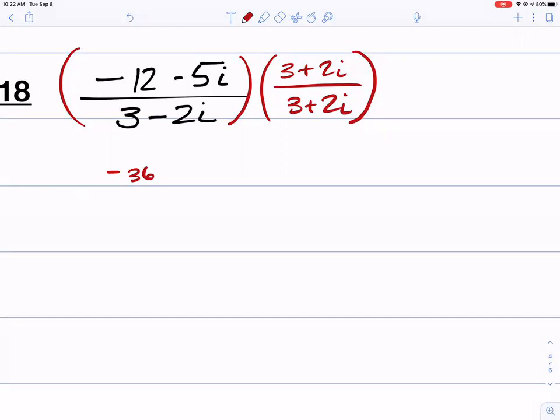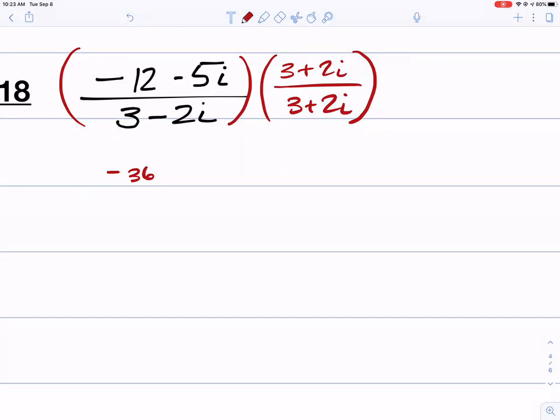What's wrong, Justin? -12 times 3 is -36. You good? Okay. I thought we skipped the 5i and the 2i. Never mind. You sure? Are you with me? Yeah, I understand. For those of you on Zoom, you couldn't see Justin's face. He's looking at me like I grew 2 heads.